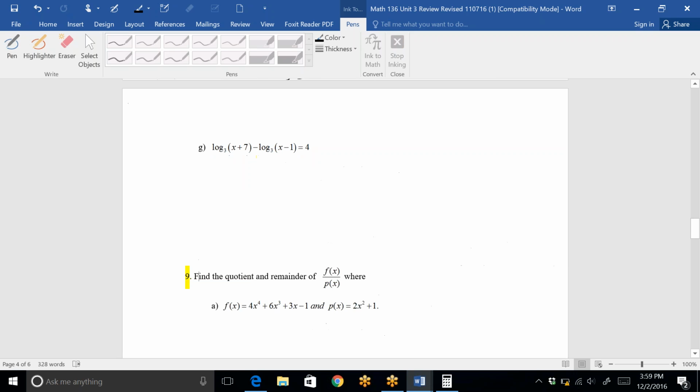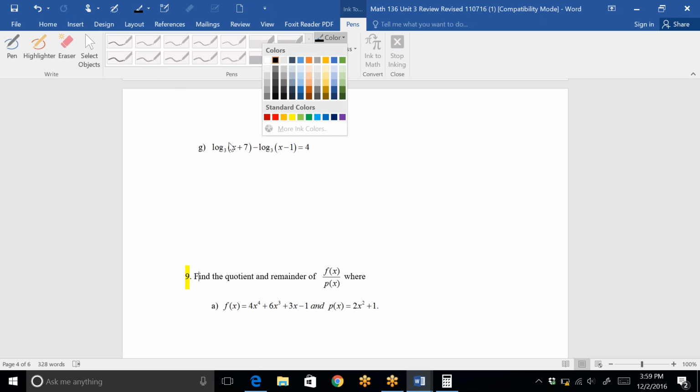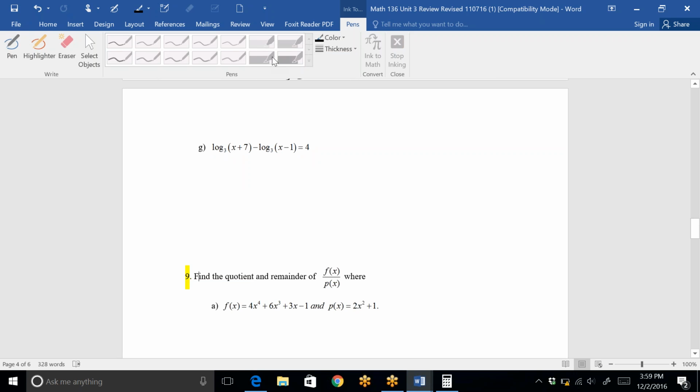I'm going to leave you guys to try G. It's the same type of setup as what I just did, except I'll get you started on the first step. This is subtraction between these, so when you combine them, it makes a fraction. So you still have to do 3 to the 4th equals all of that stuff in the parentheses, but you have to start out with combining the logs first.